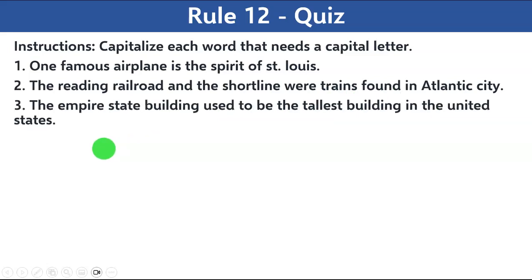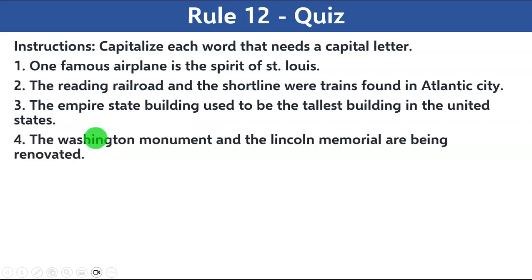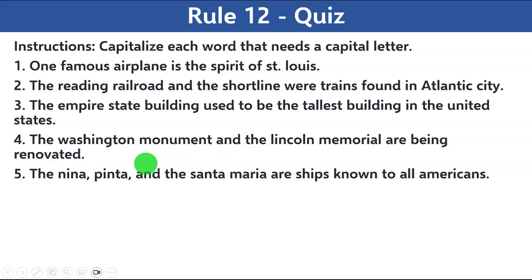Number 3. The Empire State Building used to be the tallest building in the United States. Number 4. The Washington Monument and the Lincoln Memorial are being renovated. And number 5. The Nina, Pinta, and the Santa Maria are ships known to all Americans. All right, people, your 10 seconds on these 5 questions start now.